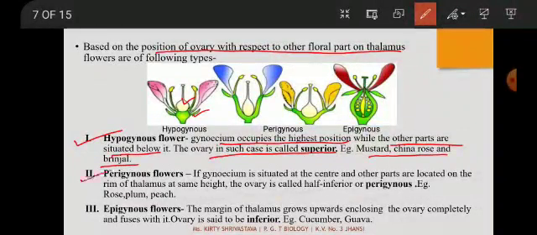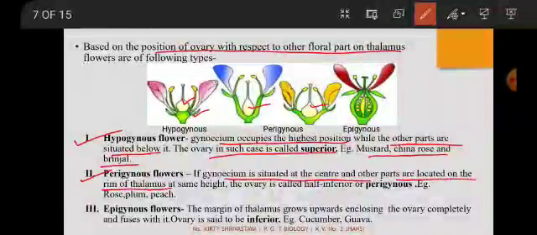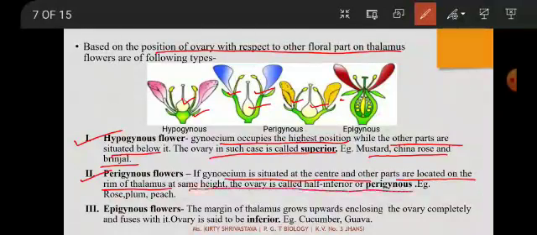In perigynous flowers, the gynoecium is situated at the center, and the other parts are located on the rim of the thalamus at the same height. The ovary is called half inferior. Examples of perigynous flowers are that of rose, plum and peach.